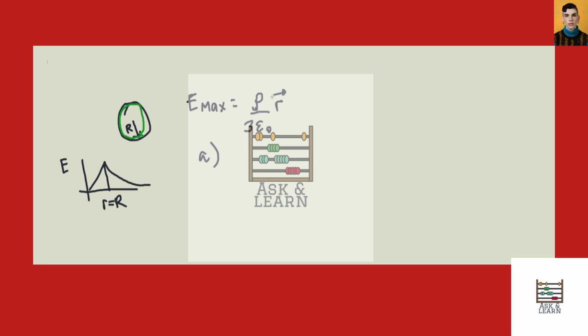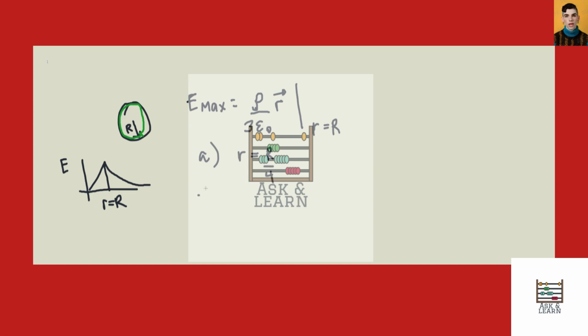And then you can see here that if you want this to be a fourth of its original value, this should be evaluated at r equals R. So if you want this to be a fourth of its value, it's linear in r, so then you simply need to reduce r by a fourth. So r equals R over 4.